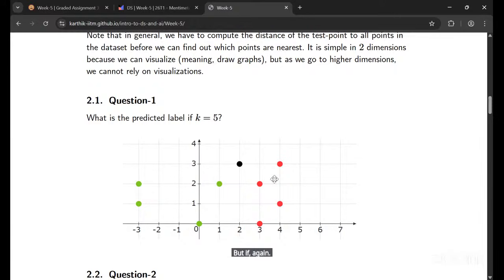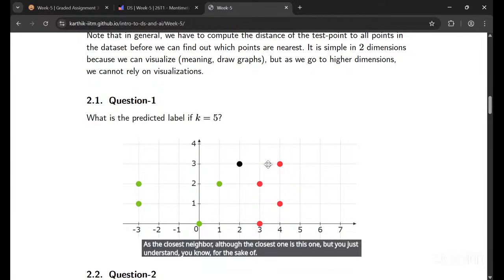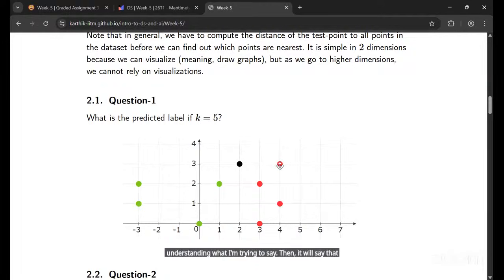But if again you choose K to be very small, like K as 1, then that might overfit. Why? Suppose this red point here is noise, an outlier, and it should be green. But because my K is 1, and suppose I'm taking this point as the closest neighbor, although the closest one is actually this other one, just for the sake of understanding, it will say that no, the point is red. But it was the noise that you have fitted, and that is why it's a case of overfitting. So this is the difference between your KNN and decision trees. In KNN, a larger K leads to underfitting, whereas a smaller K leads to overfitting because you're then also accounting for the outliers and noise.